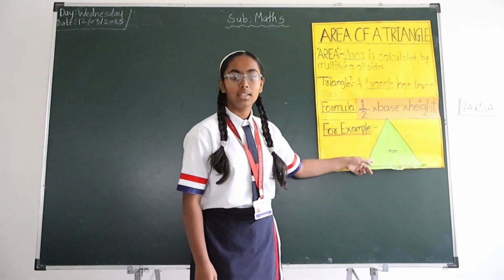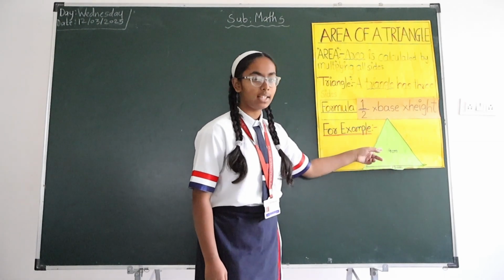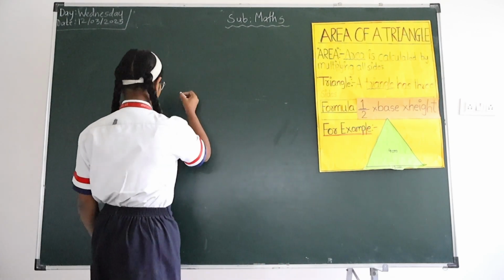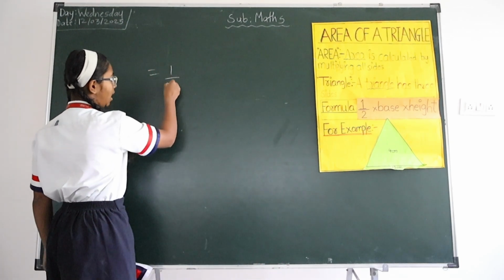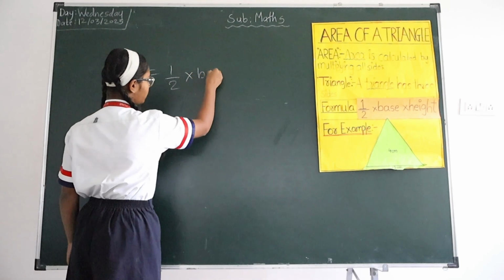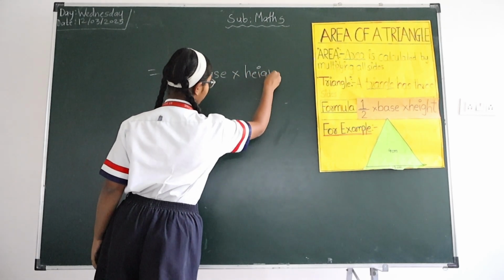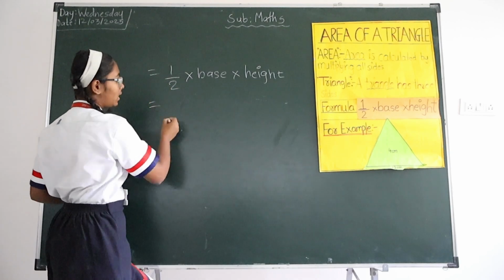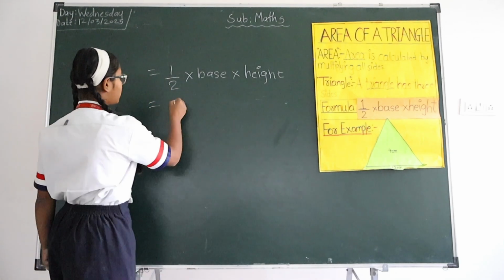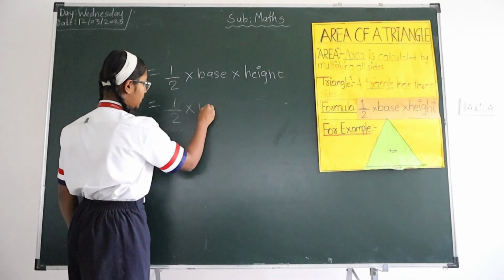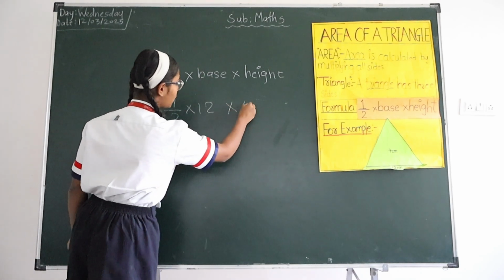So in this triangle, the base is 12 cm and the height is 4 cm. Now let's solve it. So first we write the formula, which is half multiplied by base multiplied by height. Now let's substitute the values we have. Half multiplied by the base we have, 12 cm, and the height we have, 4 cm.